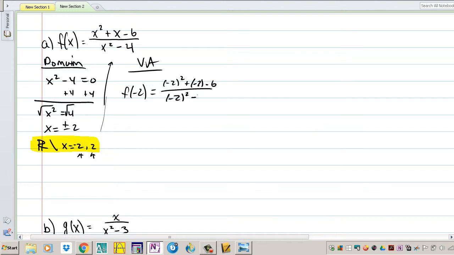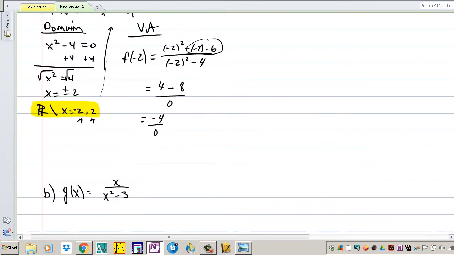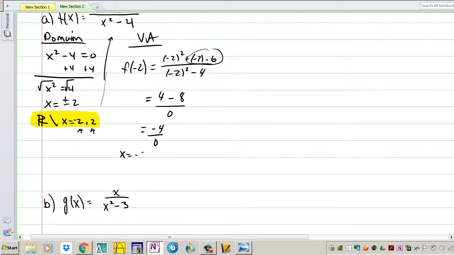Over negative 2 squared minus 4. Then we get 4 minus 2 minus 6, and that becomes negative 8, all over 0. So this is negative 4 over 0, a number over 0. If I go back to my notes, a number over 0 gives me a vertical asymptote. So x equals negative 2 is a vertical asymptote.